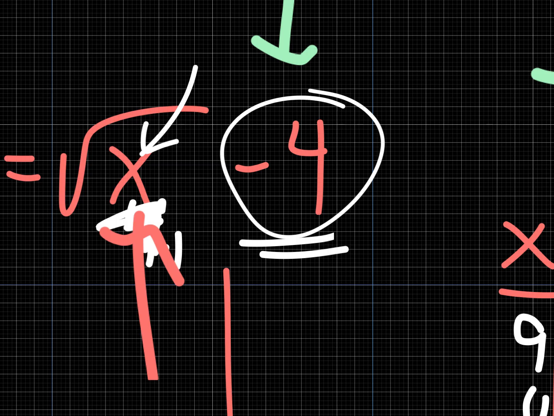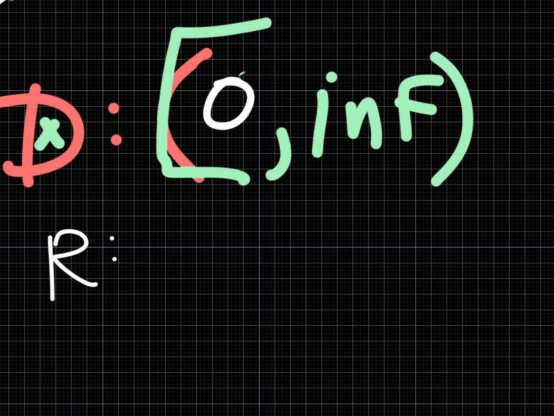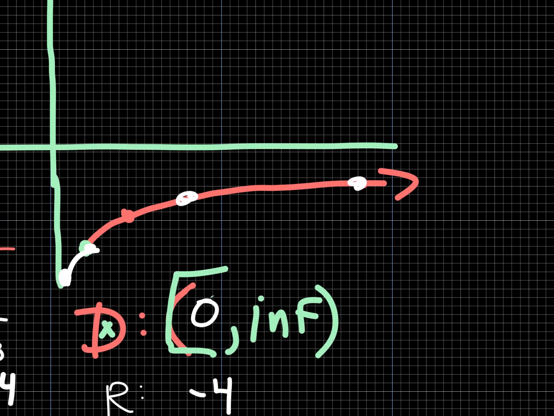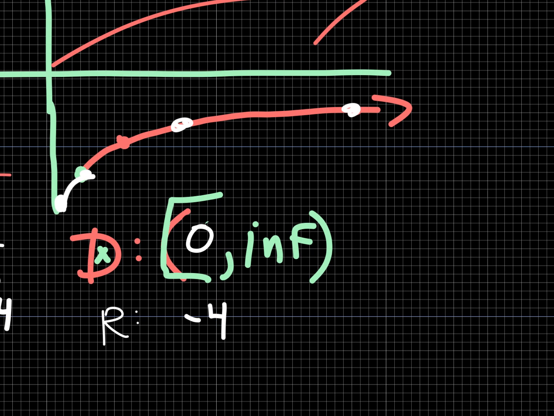Okay, so now let's do range. Range, it will really help to look at it. What's the lowest it goes? -4. And that did change. The old range for the original graph would have been 0 to infinity. This is -4 as the lowest it goes, to infinity.